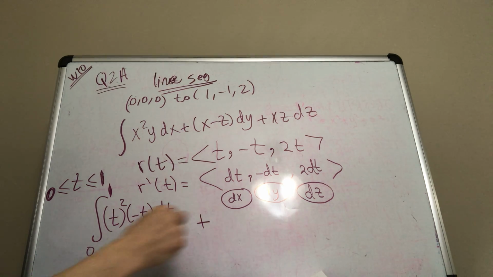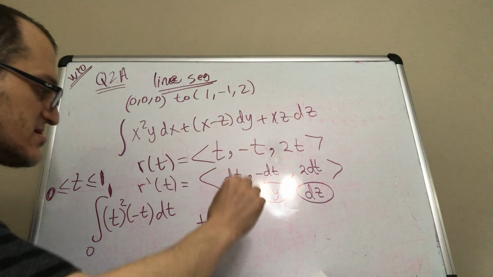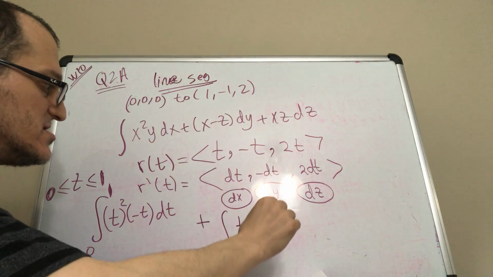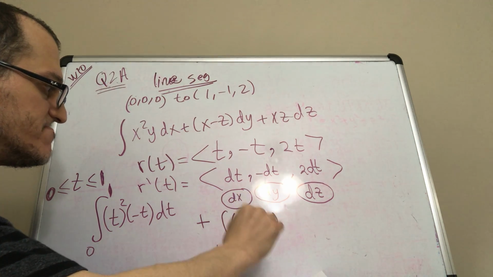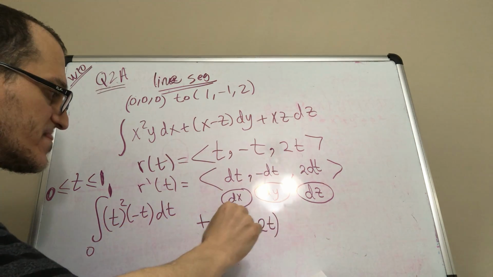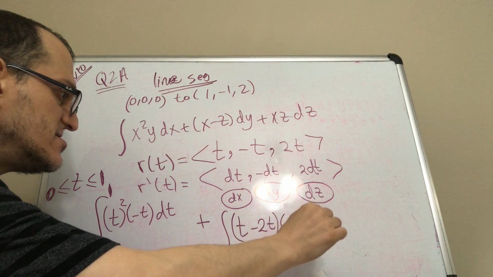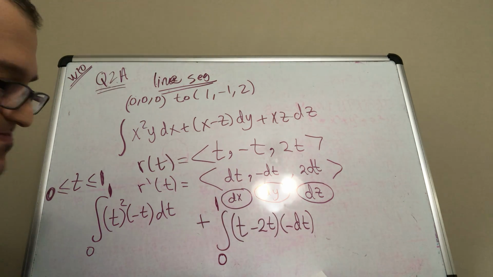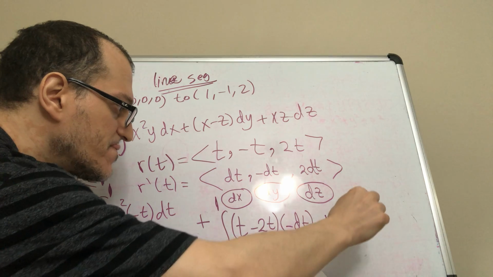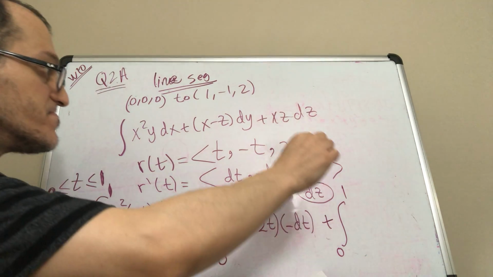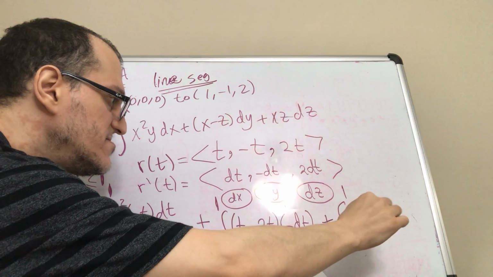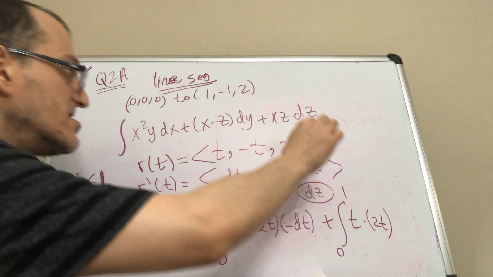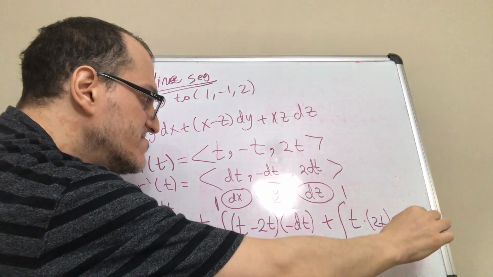Plus, we'll do integral 2. X, which is t, minus z, which is 2t, dy is minus dt, and 0 to 1. That's the second integral. We'll do the third integral from 0 to 1. X is t, z is 2t, dz is 2t dt.